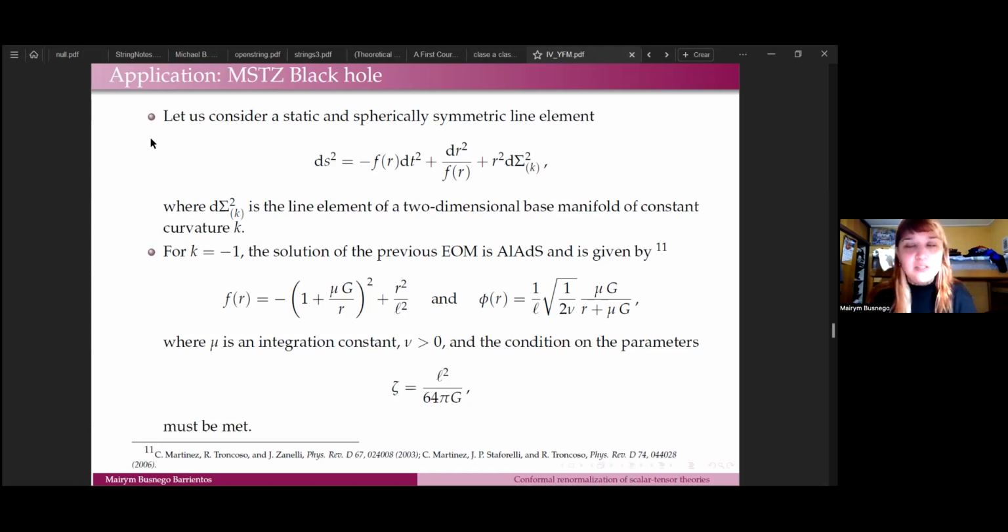An example that is not Einstein is the Martinez-Staforelli-Troncoso-Zanelli black hole that we find considering a spherically symmetric line element, where this sigma squared is the line element of a two-dimensional base manifold with constant curvature k. In order to have a black hole, we set k equal to -1, and the solution of the previous equations of motion is asymptotically locally AdS and is given by this metric function, and this for the scalar field. Well, in order to have the black hole, we will need this condition on the parameters.